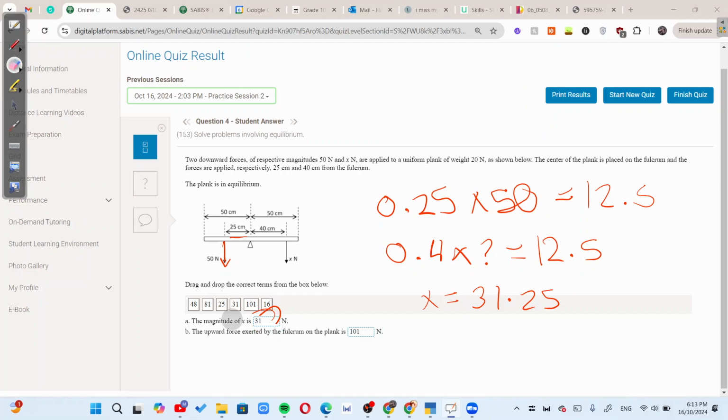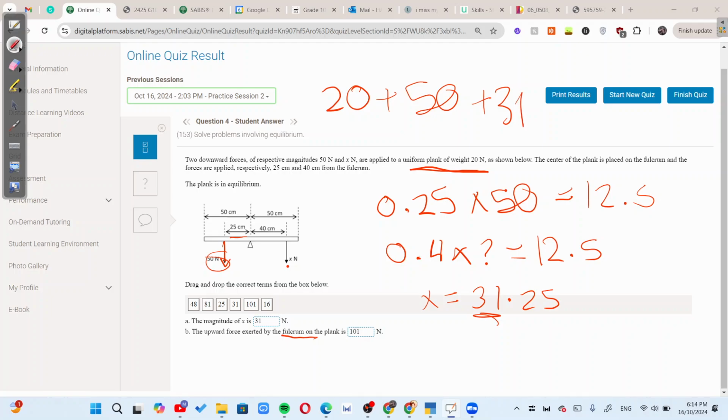Now for part B, they're asking us the upward force. So they want to know what's the force exerted by the fulcrum on the plank. To do this, you just add all the forces you have. So what you have to add is, of course, your two forces, 50 and 31, and you have to add the weight of the beam, because they never told us the beam is weightless. And they even gave us the weight of the beam. See, uniform plank of weight 20. So what you do, it's 20 plus 50 newtons plus 31.